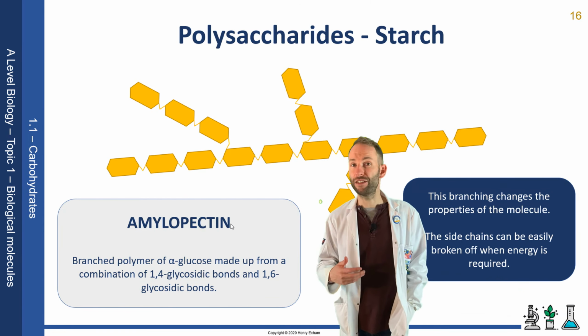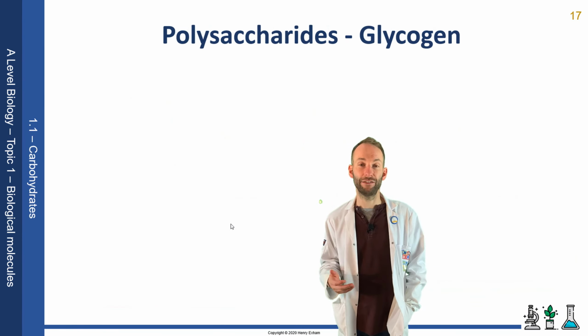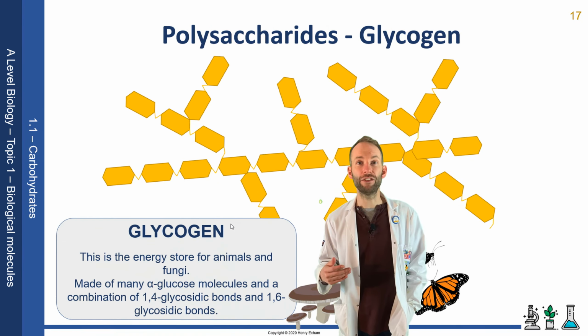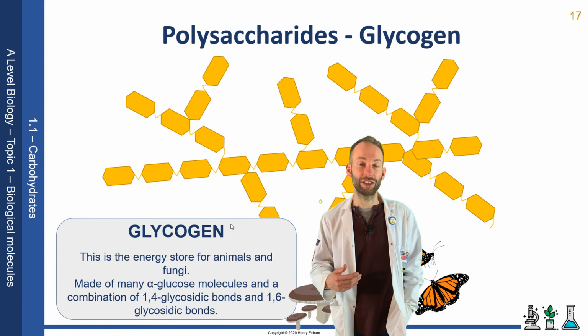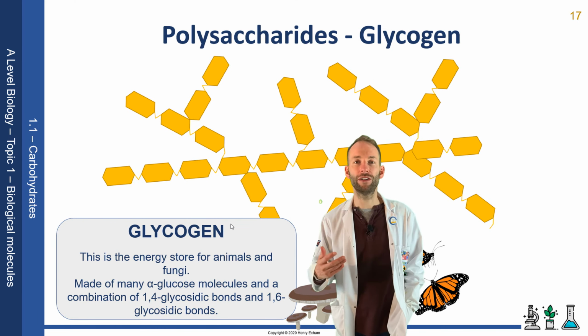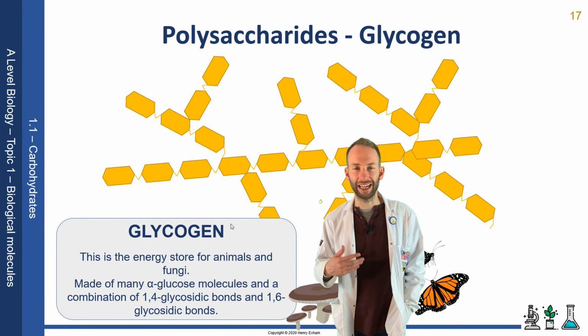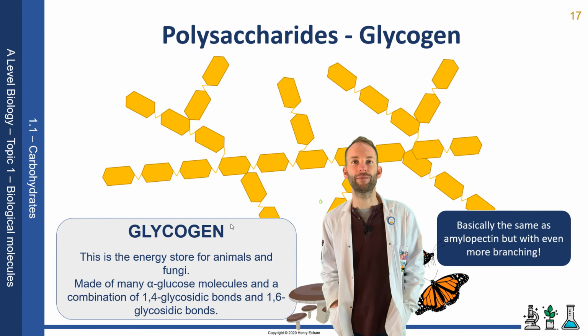Glycogen in animals is very similar to this amylopectin found in the starch. It just has even more branching. And actually glycogen is used for storage in fungi as well. So again, same reason, because you can break off branches quite quickly to get a quick release of energy.